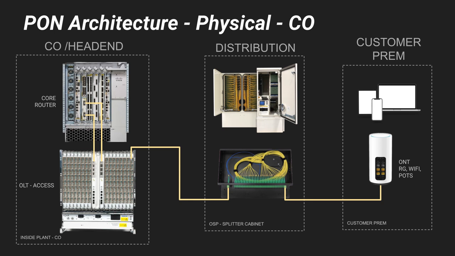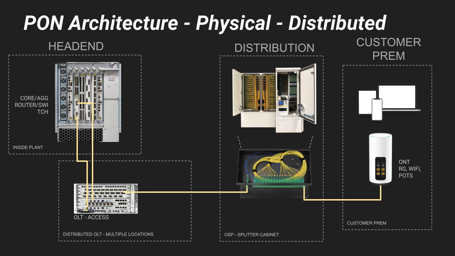So I'm just showing one splitter here, but essentially there can be maybe 32 of these in one of these cabinets. So you're feeding 32 fibers in and you're getting 32 times 32 or 32 times 64 out. We'll talk a bit more about split ratios in a few minutes, because obviously there are always trade-offs, right?